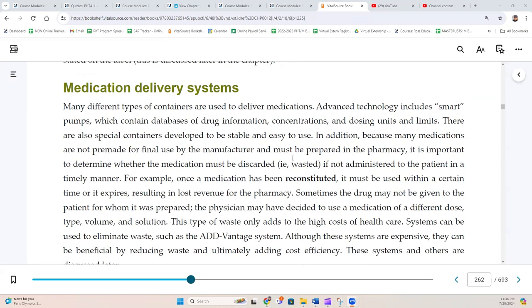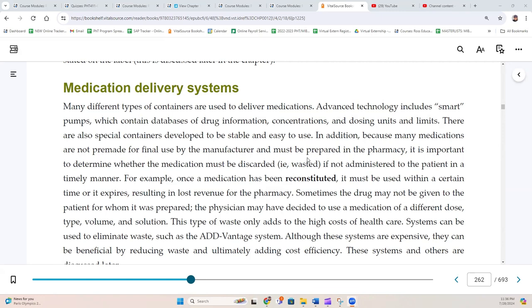In addition, because many medications are not pre-made for final use by the manufacturer and they must be prepared in the pharmacy, it is important to determine whether the medication must be discarded if not administered to a patient in a timely manner. For example, once a medication has been reconstituted, it must be used within a certain time or it expires, resulting in lost revenue for the pharmacy.